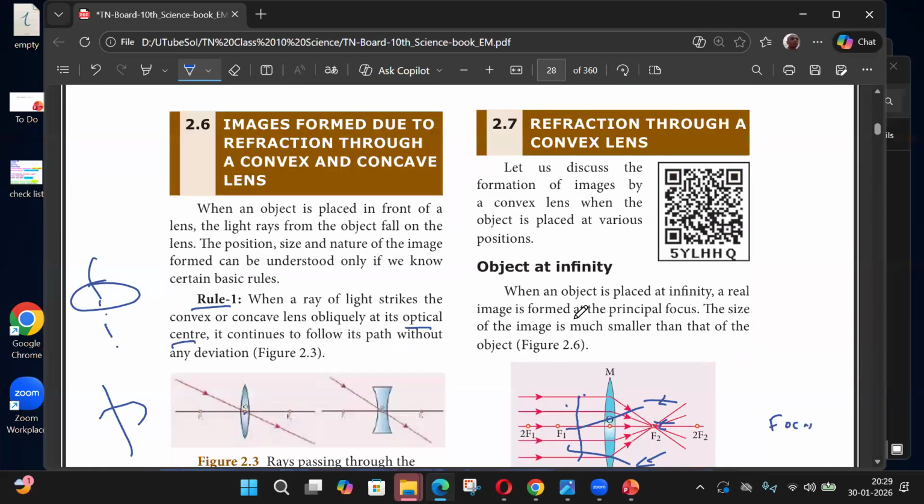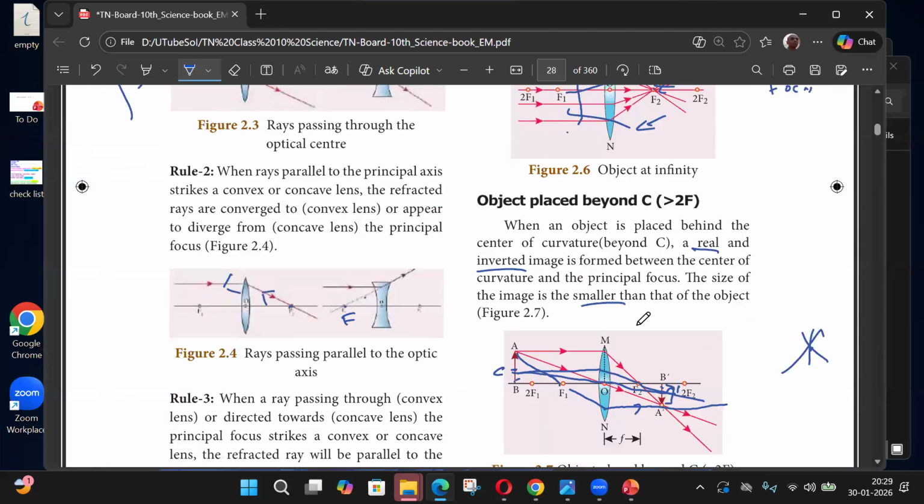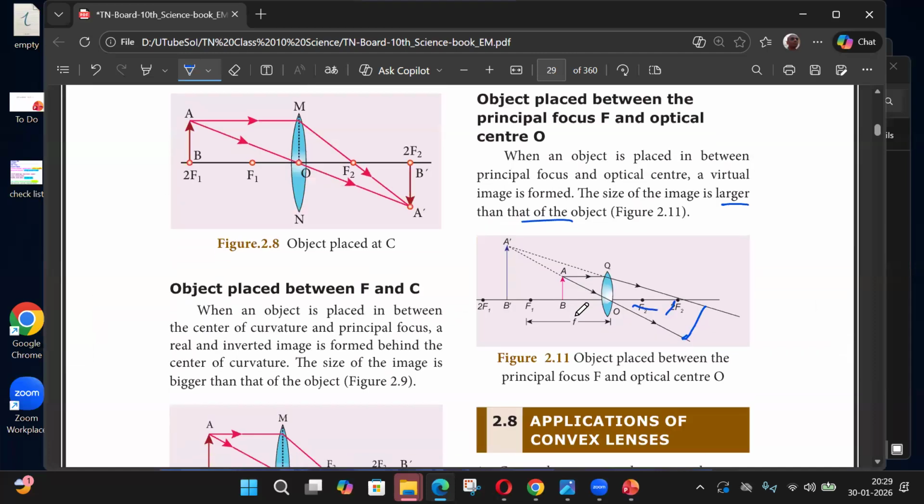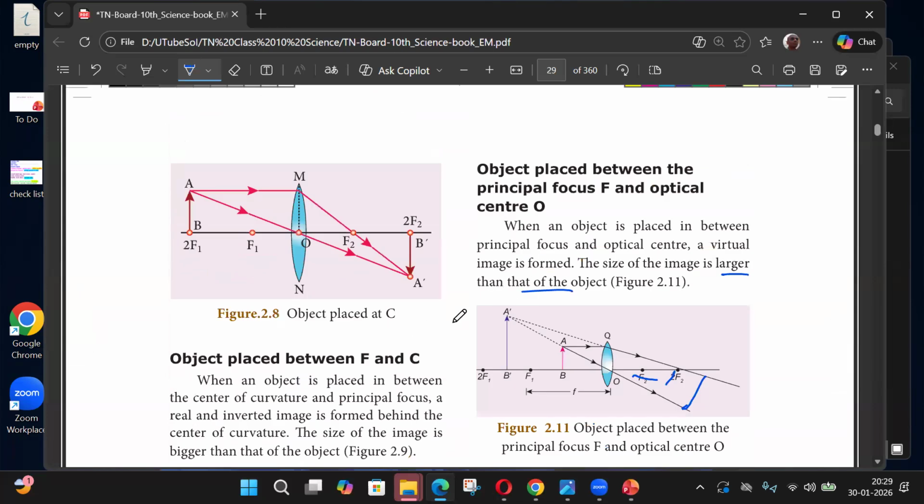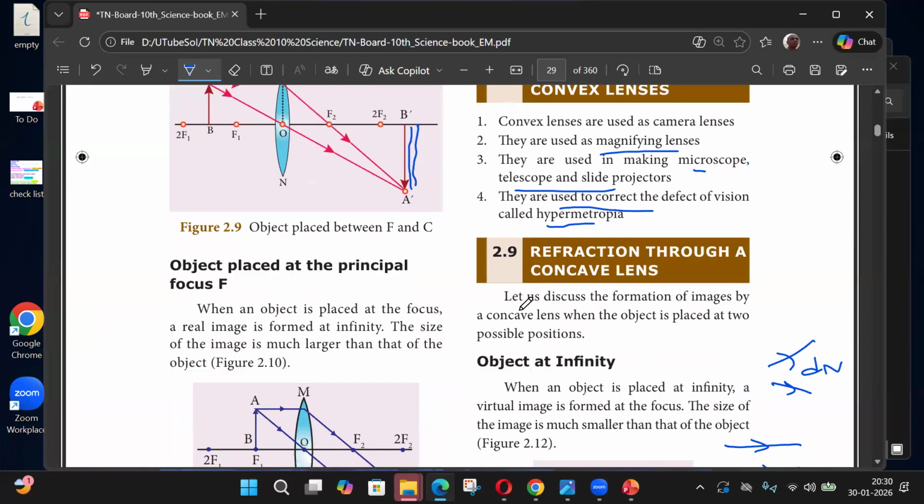Object at infinity, okay, beyond C, and then between F and C, and then at F, and then between F and the center. So the full range is covered. So beyond the focal point, there'll be a real image. At the focal point, you are getting the parallel rays, and within the focal point, it's divergent rays, so it's having a virtual image.